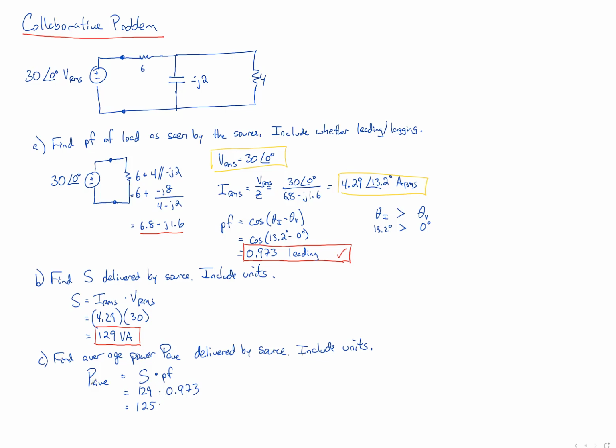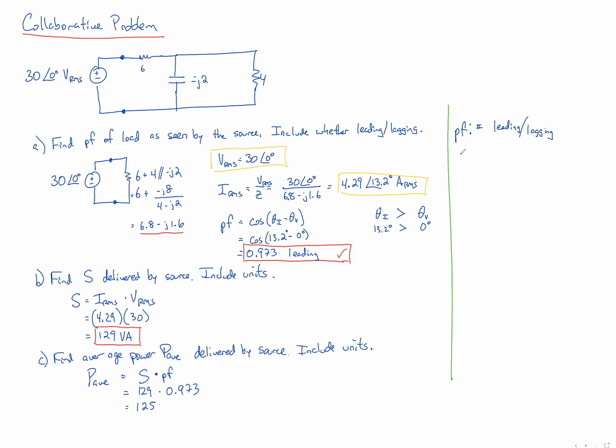No, not for average power. Well, oh, I'm sorry. I see what you're saying. 129 volt amps times the power factor gives you 125, which is the average power. And what's the units of average power? I was going to say volt amps leading but I don't think that's right. So you're confusing two ideas. Leading or lagging, you only talk about that with the power factor. It's a number followed by that leading or lagging.